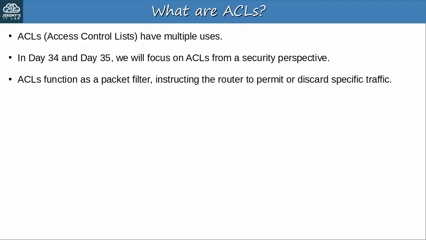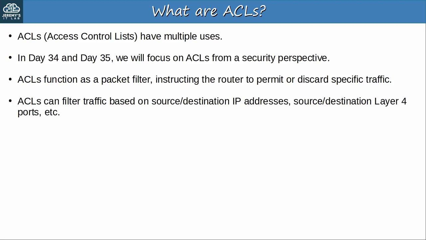discard specific traffic. As you know, if a router receives a packet and it has a route to the packet's destination, it will by default forward the packet according to its routing table. However, ACLs let us control that. Even if the router has a route to the destination, the packet might be discarded if the ACL tells the router to do so.